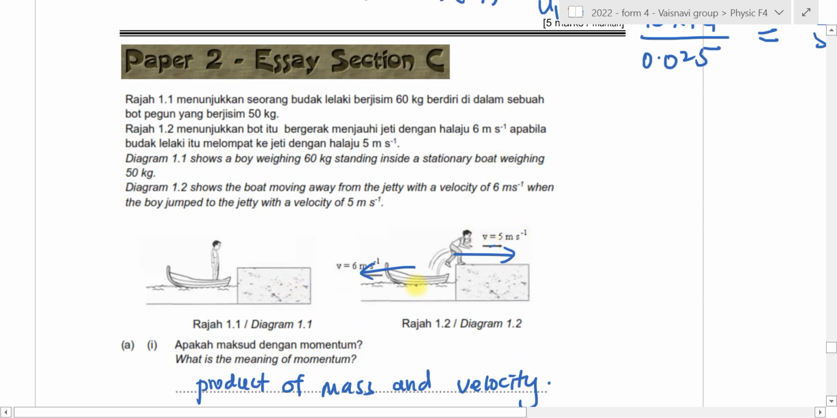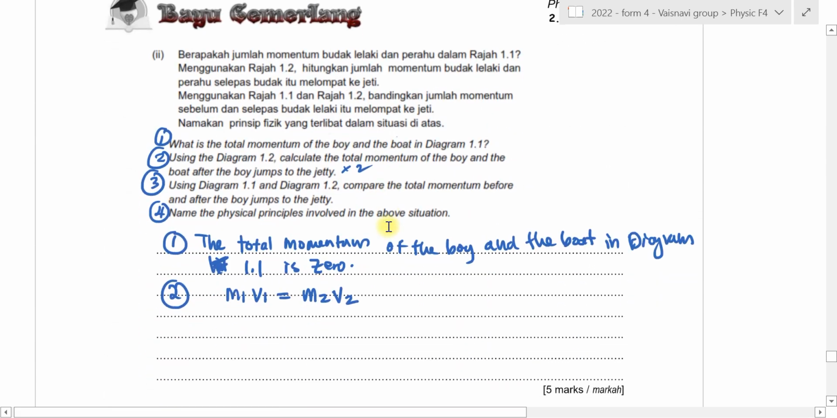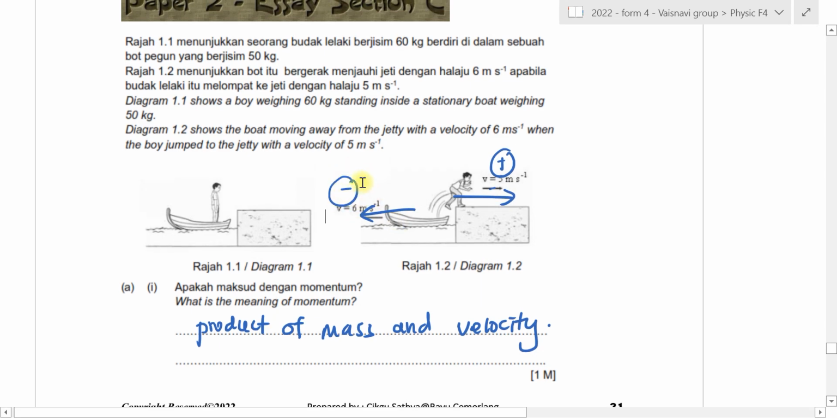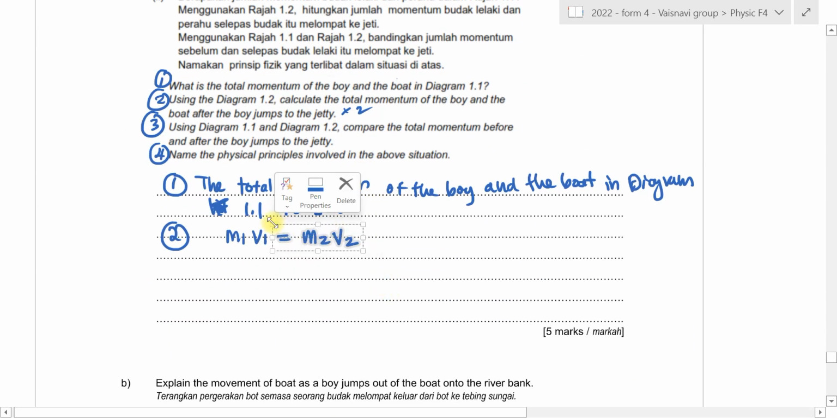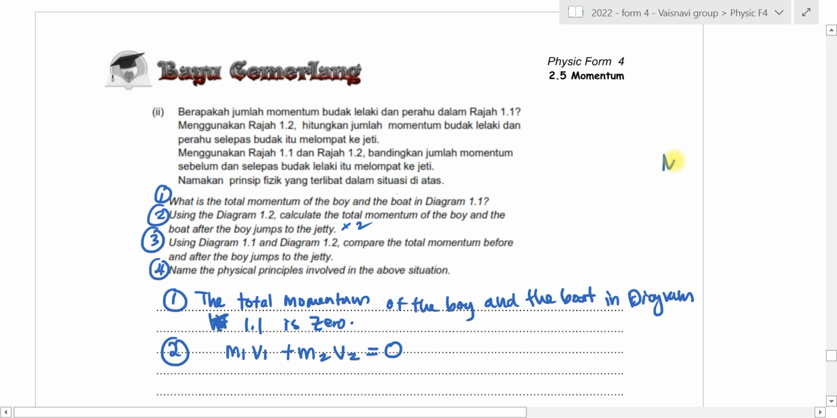ingat masa kita nak buat momentum atau impulse punya question, yang pergi ke kanan kita ambil positif, yang pergi ke kiri jangan lupa ambil negatif. Okay, baik. Yang ini dia, kalau kamu dah susun macam ni siap-siap, kamu tak payah consider the negative lah. Okay, yang ni sebenarnya macam ni. Dia M1 V1 plus M2 V2 is equal to 0. Okay. So sebab apa if you derive like this, it's quite risky because sometimes you won't realize that the V you need to put negative. So I always recommend you in this form.